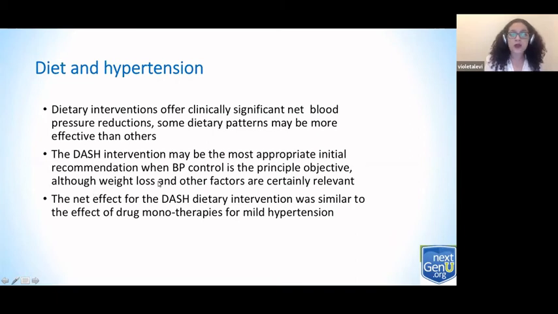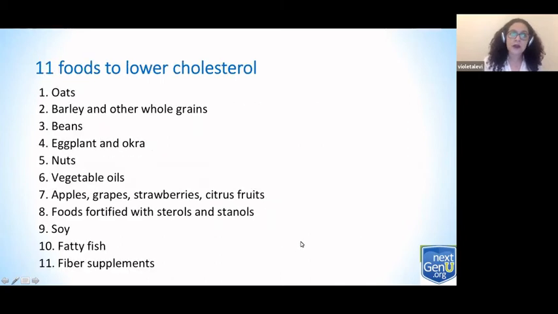Although weight loss and other factors, we always have to take them into account. The net effect for the DASH dietary intervention was similar to the effect of drug monotherapies for mild hypertension, so it's a very good effect.